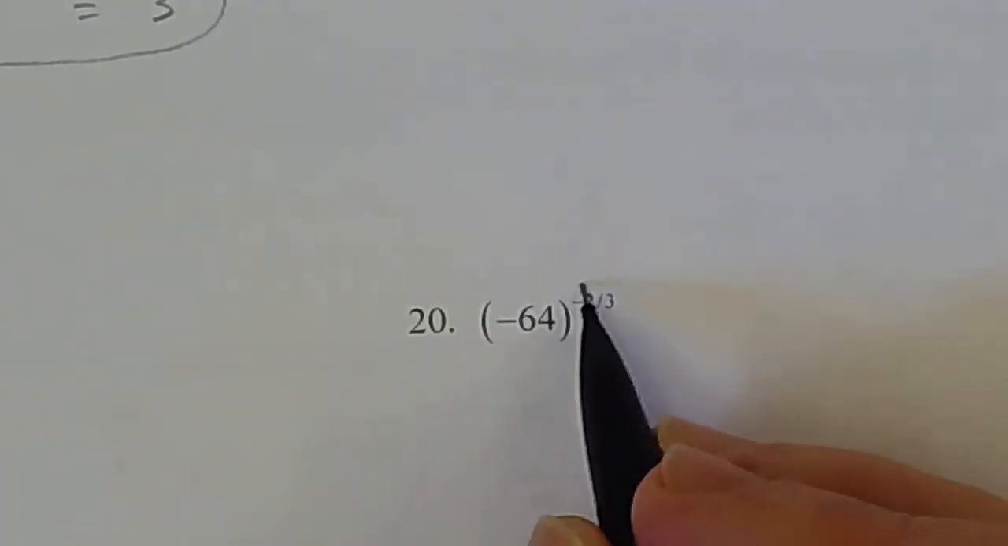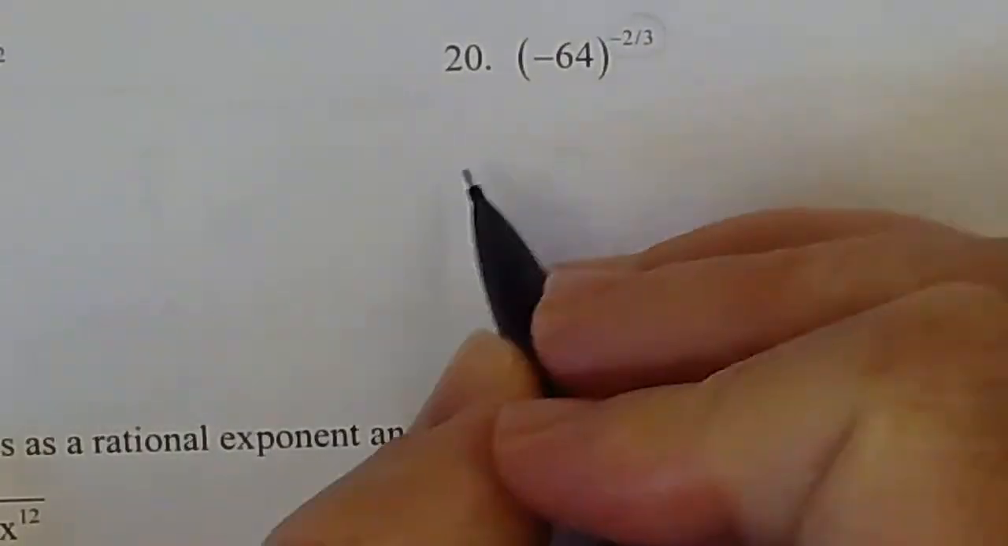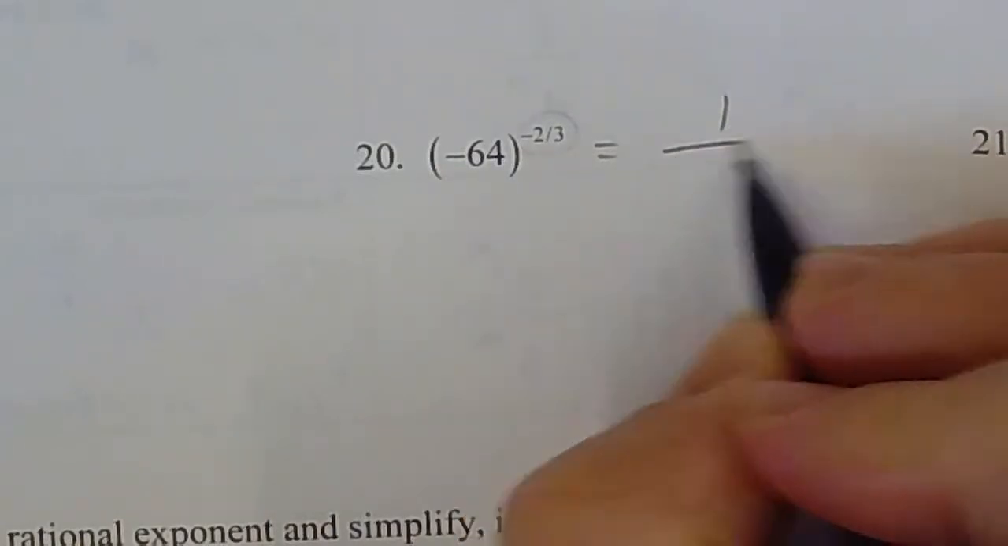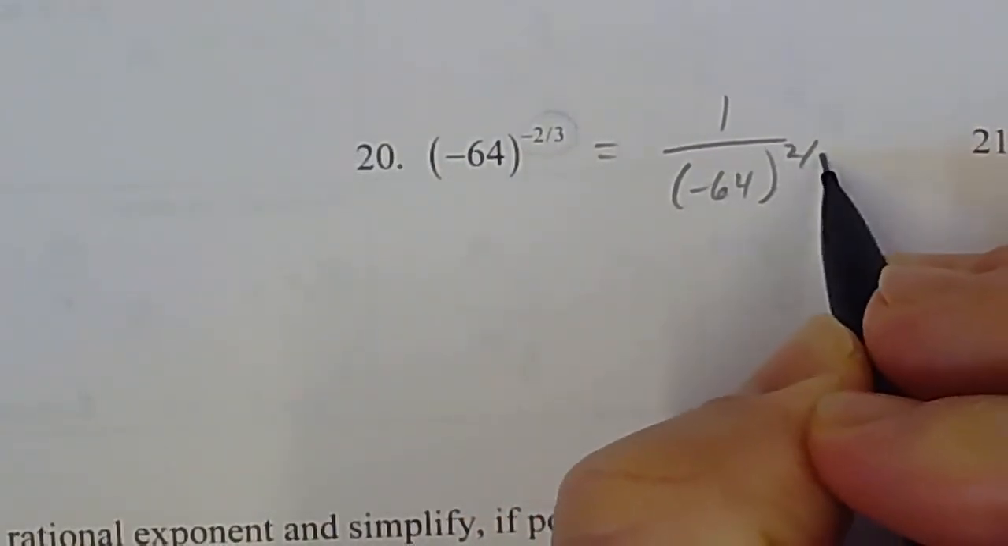Now, when you have a negative exponent, I recommend taking care of that right away before we convert it, just because this rule doesn't have a negative in it. They're positive, so let's go ahead and fix that right away. So this would be equal to 1 over negative 64 to the positive 2/3.